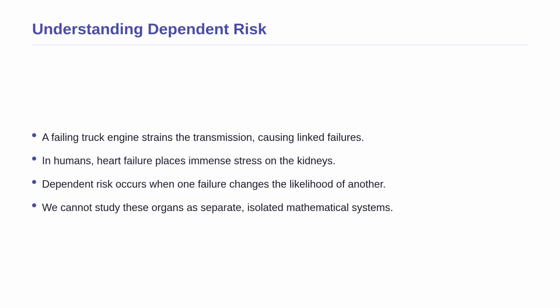To start, let us think about a delivery truck. If the engine overheats, it puts extra strain on the transmission, making it likely to fail too. These are not isolated events, they are deeply connected. In biostatistics, we call this a dependent risk. It happens when the presence of one disease or failure changes the likelihood of another occurring. For example, if a patient's heart begins to fail, their kidneys are placed under immense stress and may fail sooner. We cannot look at them as independent systems.